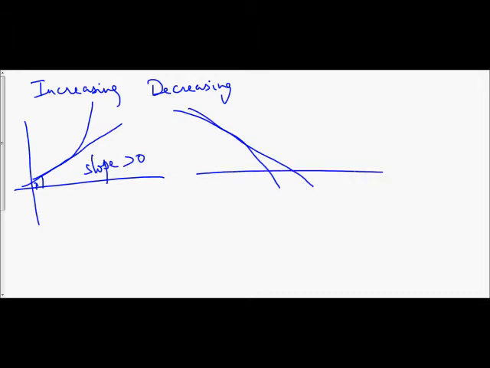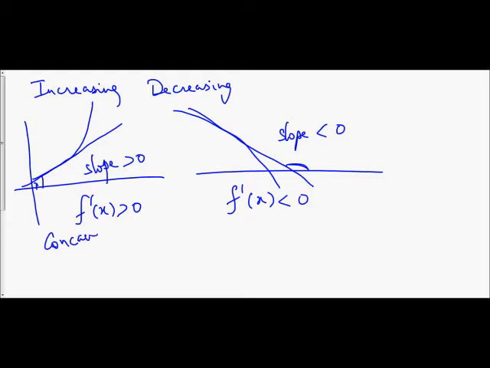If the slope is negative, you can see this is an obtuse angle, tan of an obtuse angle is negative. If the slope is negative, you have a decreasing function, which means the derivative is positive here and the derivative is negative here. And we call this concave up and concave down. This is concave down.